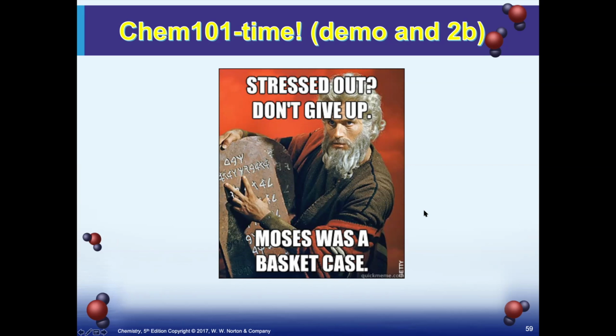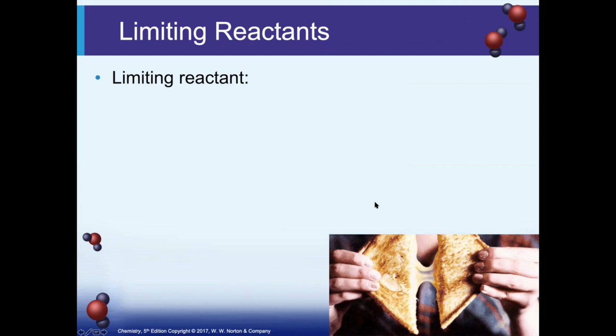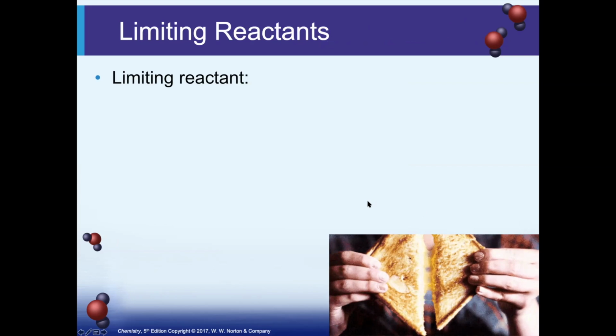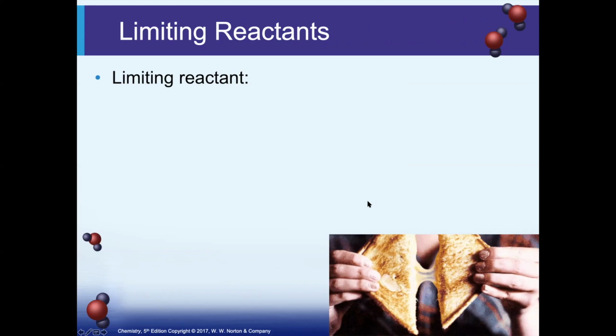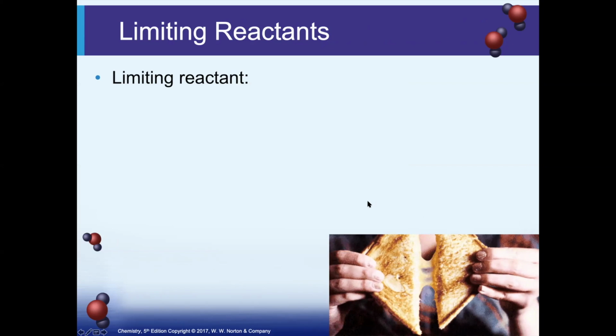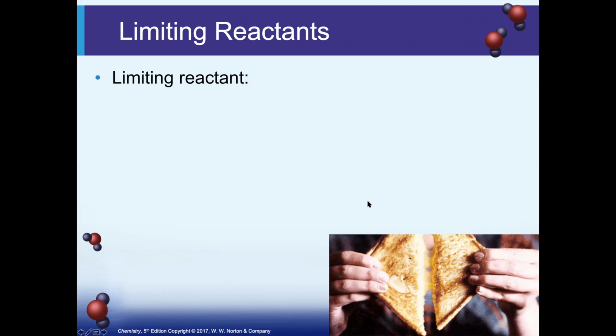Okay, so I think I'll just go ahead and move on. Looks good. All right, so if you remember from the pre-class activity, you had to determine how many grilled cheese sandwiches you could make based on a limited number of ingredients. You had a limited number of slices of bread, you had a limited number of slices of cheese.